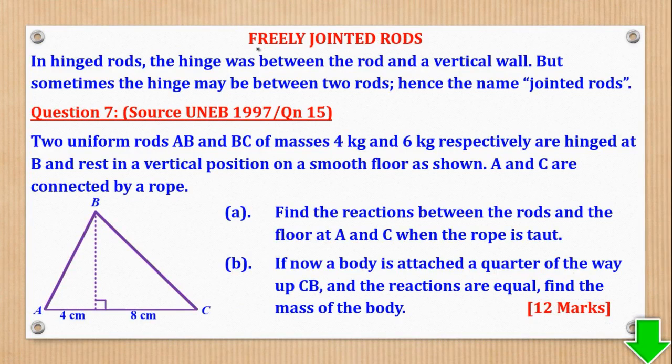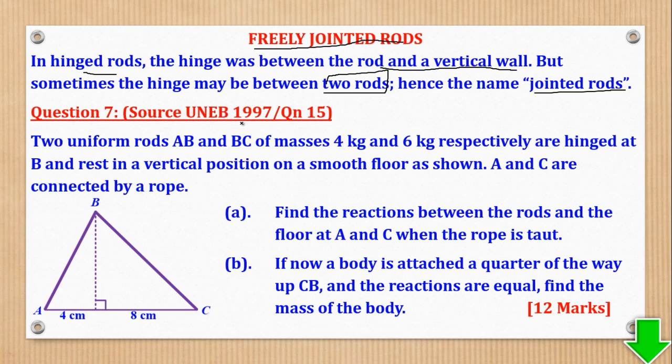So that has been hinged rods. Now we shall go to freely jointed rods. In hinged rods, the hinge was between the rod and the vertical wall, but sometimes the hinge may be between two rods. In that case, we call them jointed rods. There is no difference between hinged rods and jointed rods, but under hinged rods, the hinge was between the vertical wall and the rod. It was one rod and the vertical wall. But in jointed rods, there are two rods which are hinged together at a common point. So there's nothing to write. Let's get started with our question.